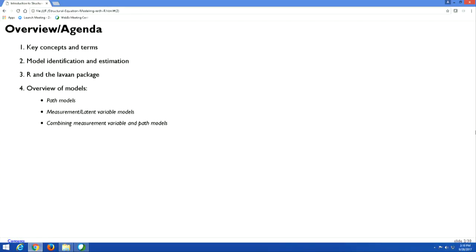And so I'm going to talk about structural equation modeling, which is a very broad framework to do statistical analysis. And what I'm going to talk about is some key concepts and terms. I'm going to talk about how do you identify a model and how do you estimate the model. I'm going to show you some examples of how to do this in R, which is a statistical programming language, and specifically using what's called the lavaan package, which is a structural equation modeling package written for R. And then I'm going to show you an example of some very popular types of analysis that you can do in the structural equation modeling framework.